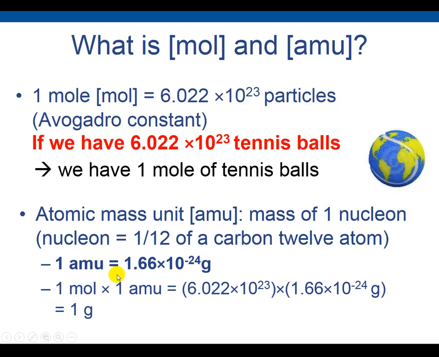Here, 1 AMU is 1.66 times 10 to the negative 24 gram. It's really hard to memorize, but you don't need to memorize this. You don't need to memorize how many units are in 1 mole. You can just simply multiply these two values. This is 1 mole and this is 1 AMU, so the answer is 1 gram. That means 1 mole of carbon contains 1 gram.